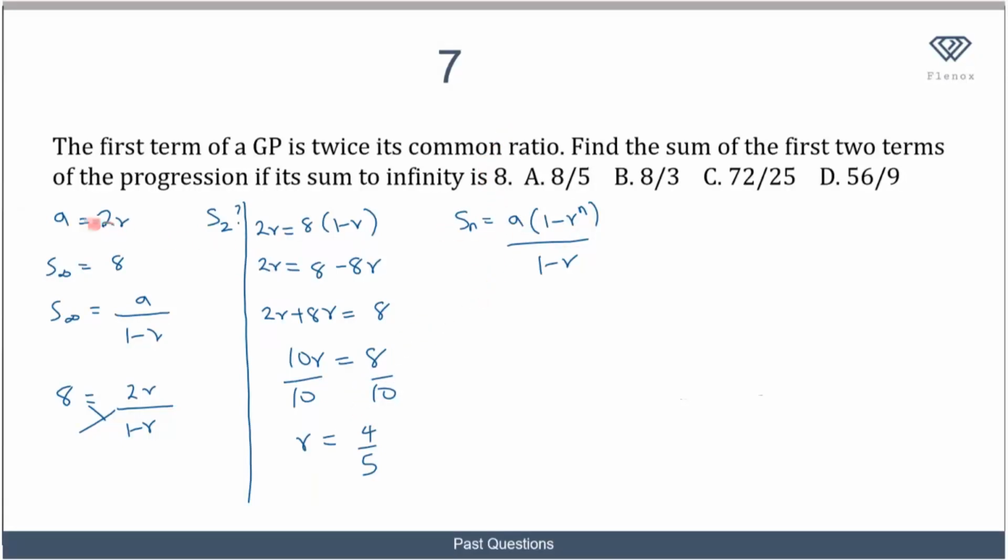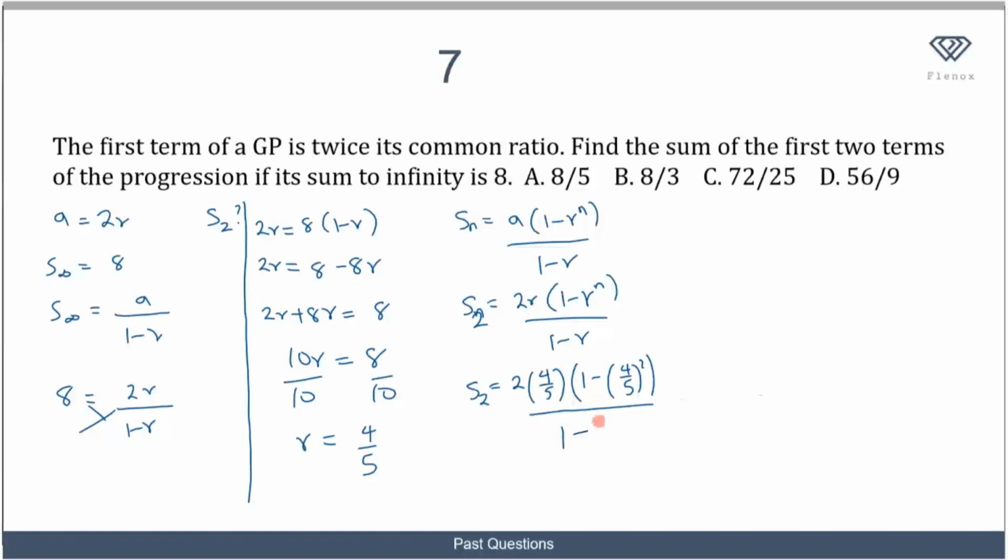I'm told that the first term A is 2 times the common ratio, so I can substitute that here. So I have my first term, which is 2 times the common ratio, times 1 minus R^n over 1 minus R. And I know that my n is 2 and my common ratio is 4 over 5. So S2 is equal to 2 times the common ratio, 4 over 5, then times 1 minus (4 over 5) squared, then over 1 minus 4 over 5.